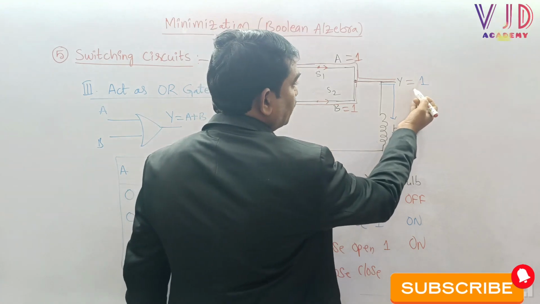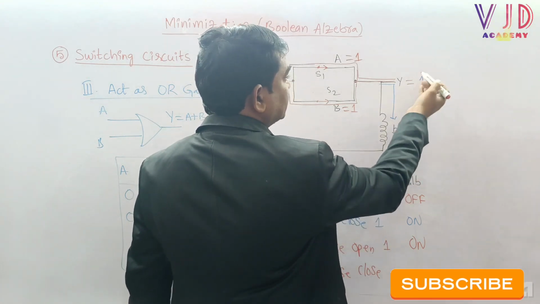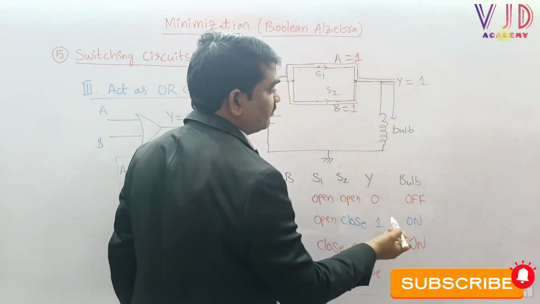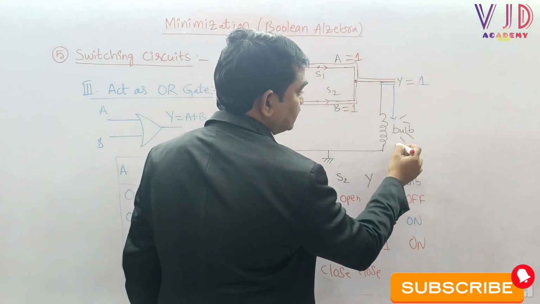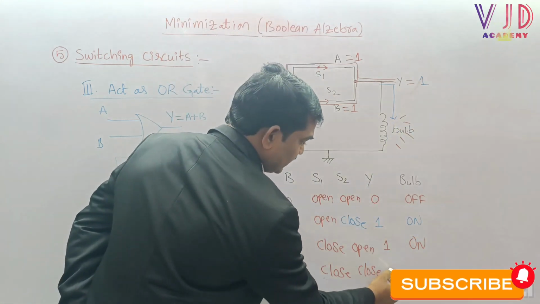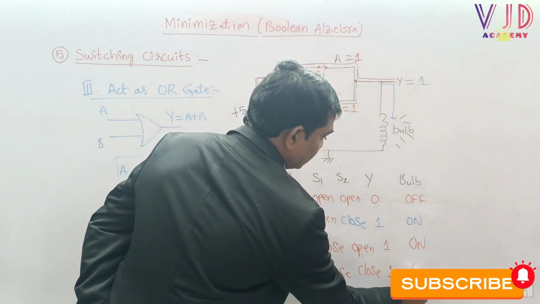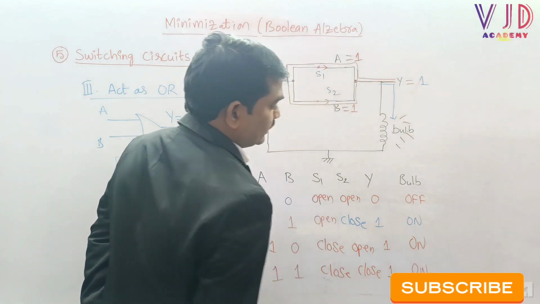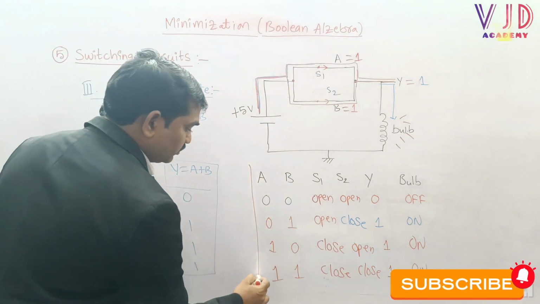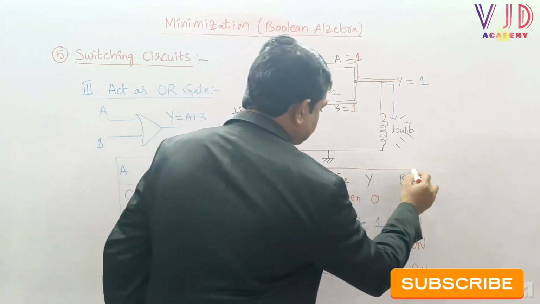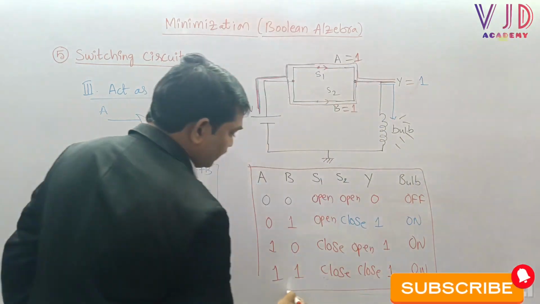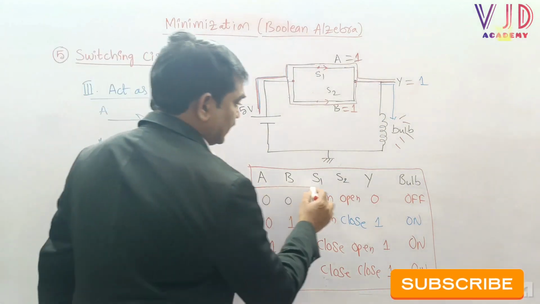So we can say that the output will be 1, and because the output is 1, the bulb automatically turns on. See here, sir, output is 1 and the bulb automatically turns on. Sir, this is the truth table, or we can say analysis table, for the OR gate switching circuit condition.